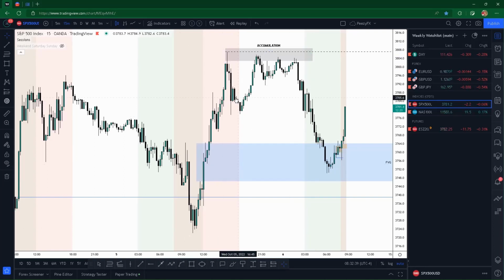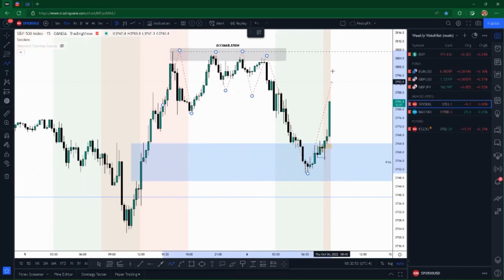Retail traders are selling up here 100%. They're selling there, selling there, they're selling there. They're going to think this thing is going to keep dropping, but their resistance, their roof, is going to get blown straight off.